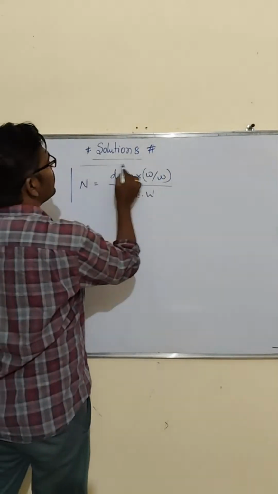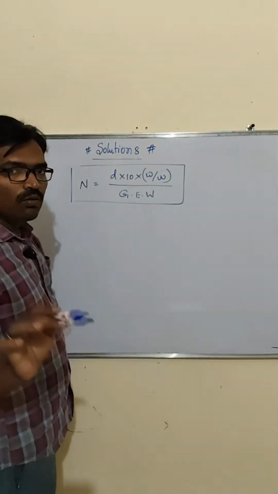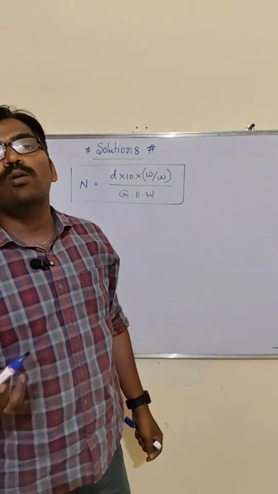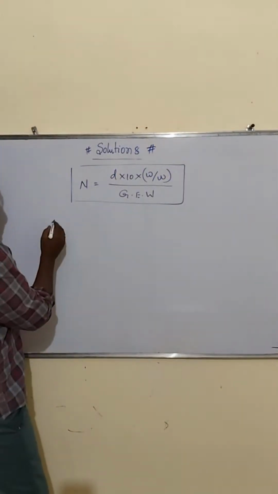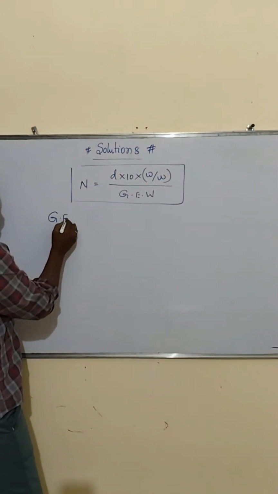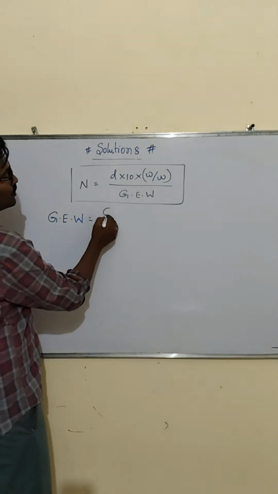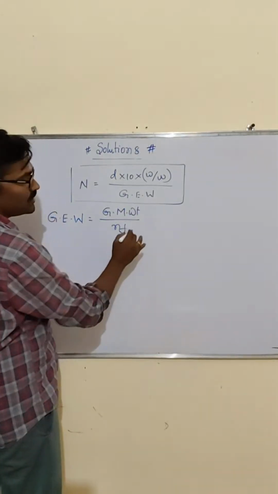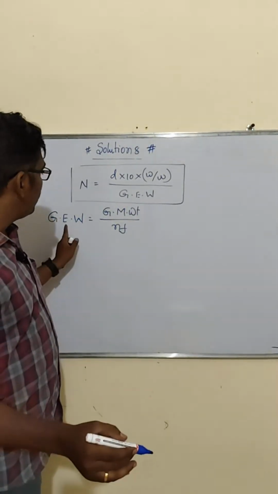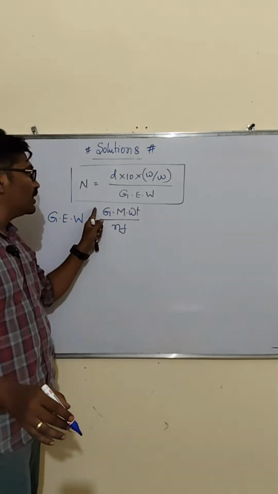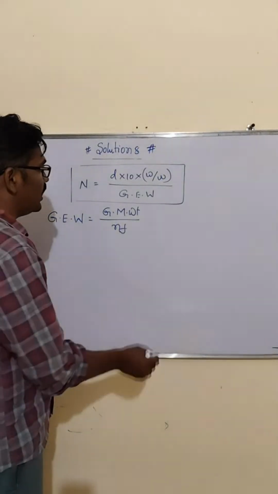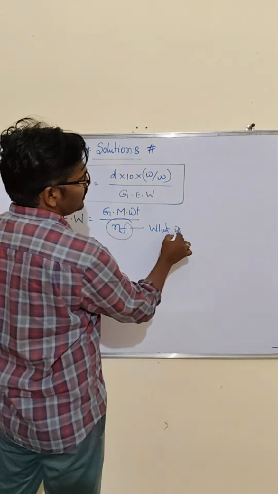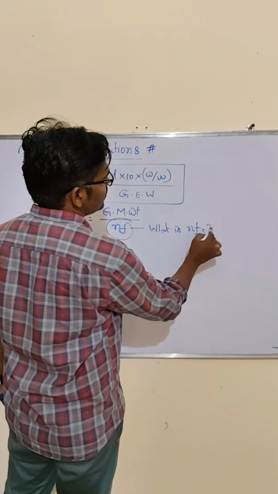Sir, we have a doubt here. What is the gram equivalent weight? We know the gram molecular weight, but what is the gram equivalent weight? Gram equivalent weight equals gram molecular weight divided by n factor. This is the formula you have to use. Again you have a doubt: what is the n factor?